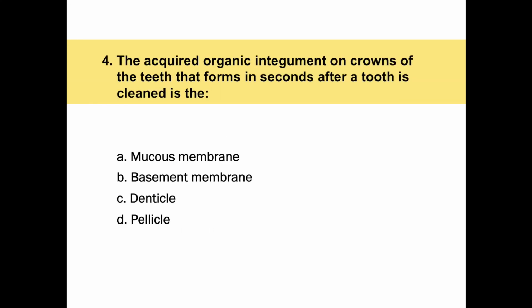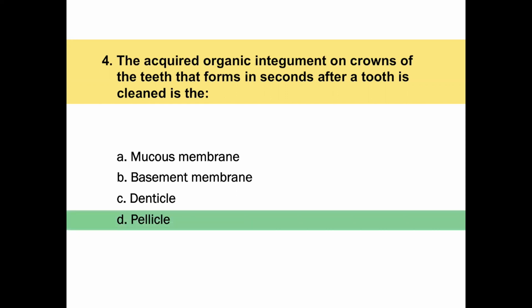The acquired organic integument on crowns of the teeth that forms in seconds after a tooth is cleaned is the A. Mucous membrane, B. Basement membrane, C. Denticle, D. Pellicle. Answer D. Pellicle.